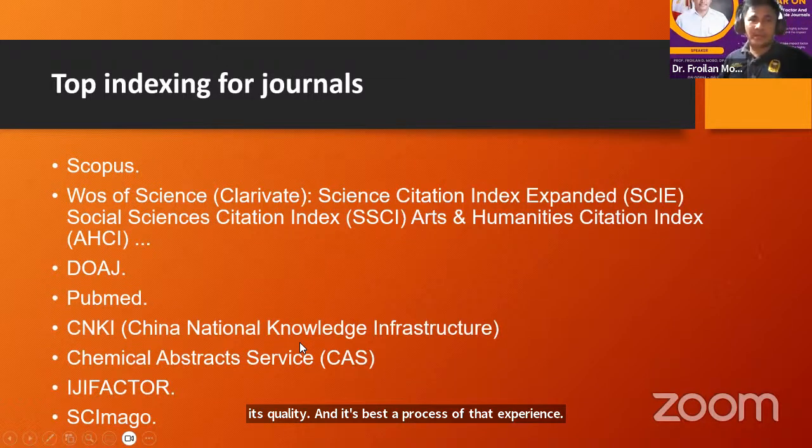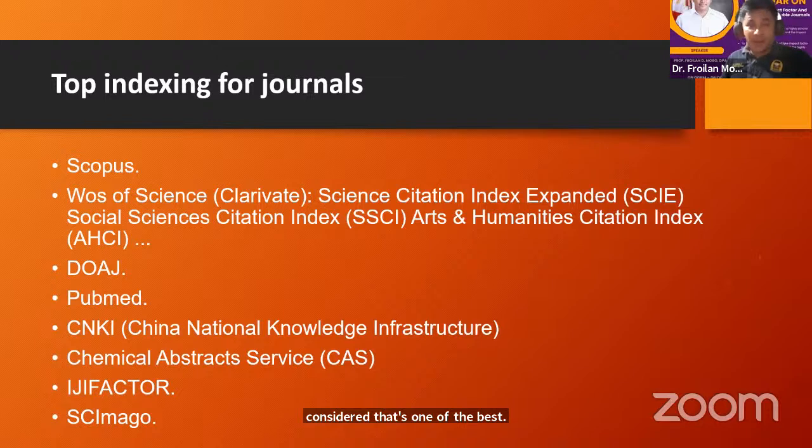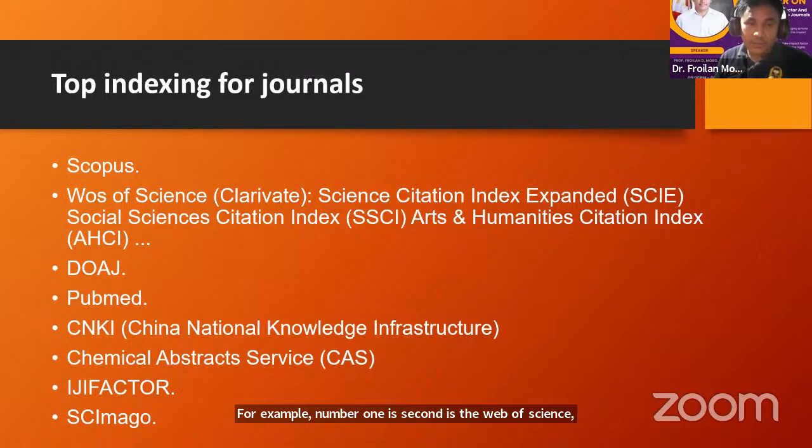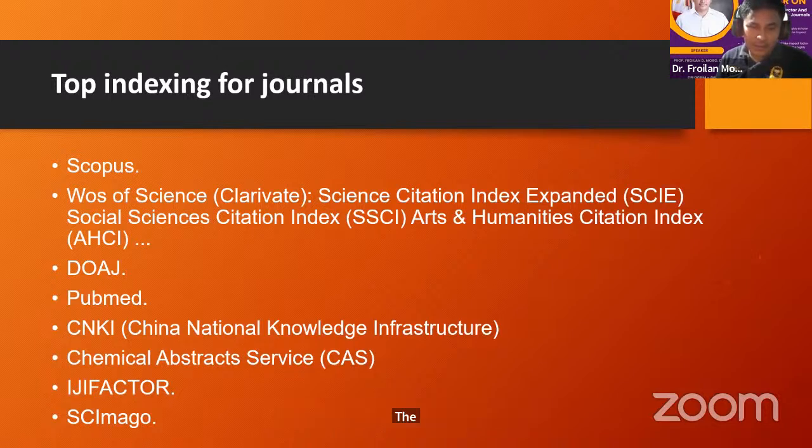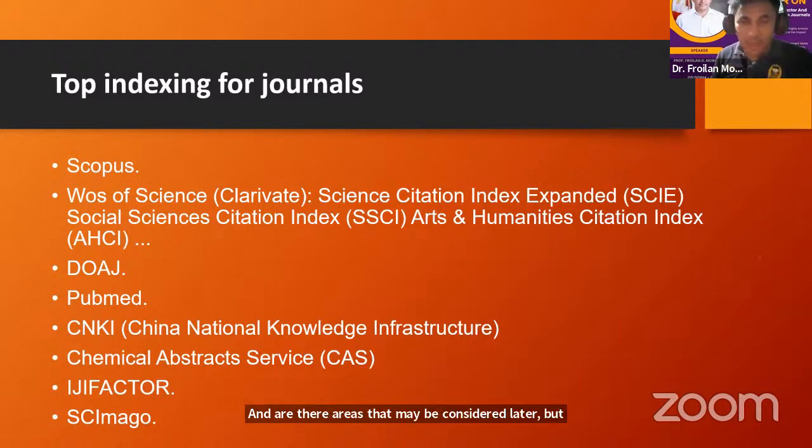These are the top indexing services, which might be considered among the best. For example, number one is Scopus, second is the Web of Science, and we have DOAJ, which is very familiar to us. We also have PubMed, Chemical Abstracts Service, and other areas that might be considered later. But these are highly prioritized based on the situations that we have right now. So it's very important to start with this. By identifying these top indexing services, you are safe upon submission to your particular journal.